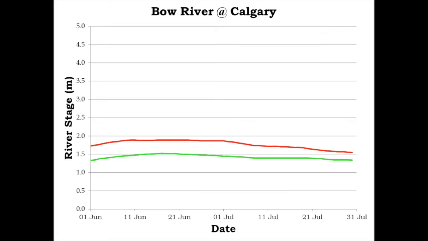So the Bow River at Calgary, you'll notice that this graph, first of all, doesn't talk about flow, it talks about river stage. I'm interested in the rate of decline, so I don't care if it's 2,000 or 21 or however many cubic meters per second, that makes no sense to me. I need to know what that river stage is doing. The green line and the red line are the upper and lower quartile flows to give us a sense of where the normal flow is through the Bow River at Calgary.